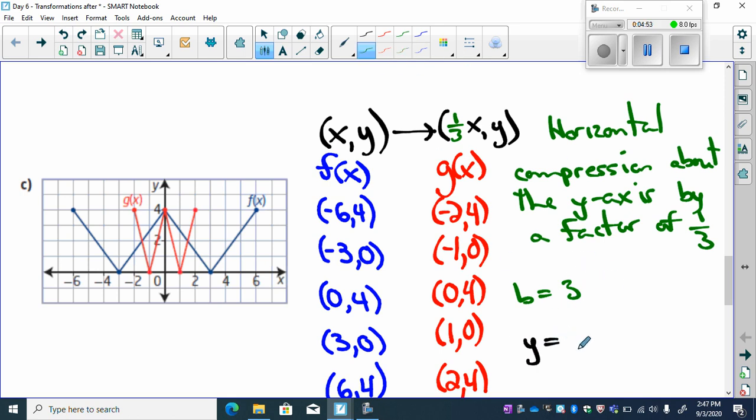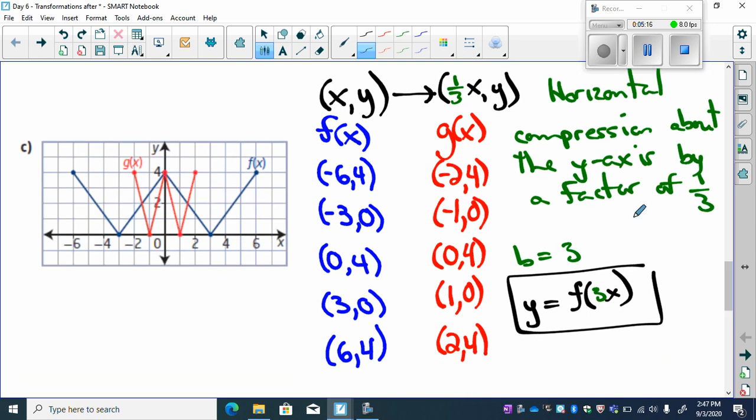So when I go to write the equation, my a value is just a 1. I don't even need to write it. f. My b value is a 3, times x. So there is my equation. If b is a 3, the horizontal compression factor would be 1/3. If b is a 1/3, my horizontal stretch factor would be 3. Okay, so there's a little review of stretches.